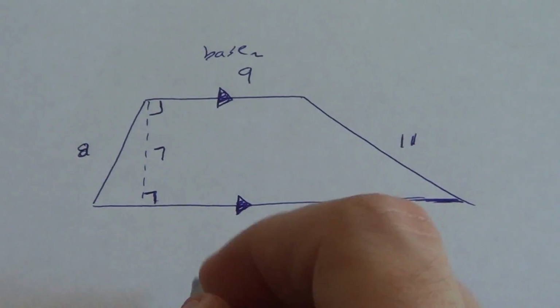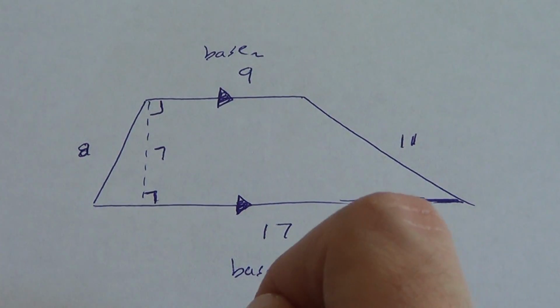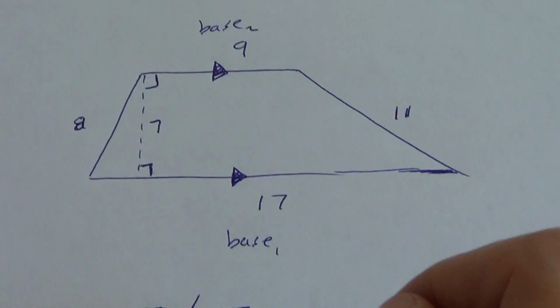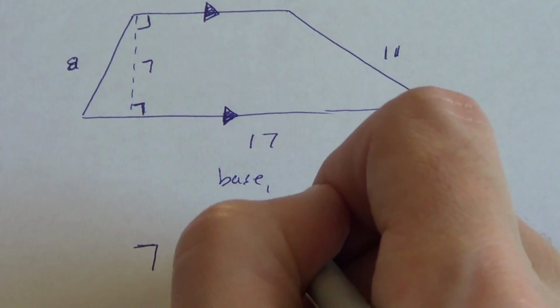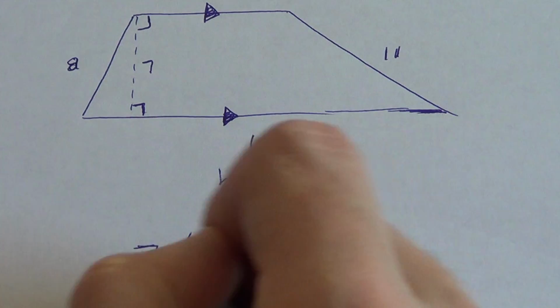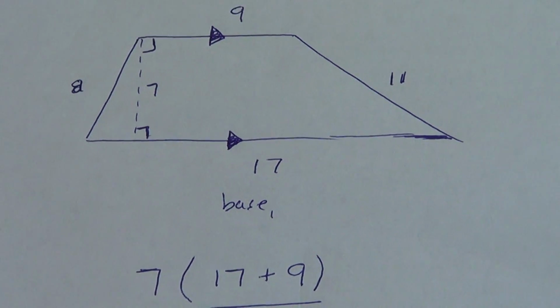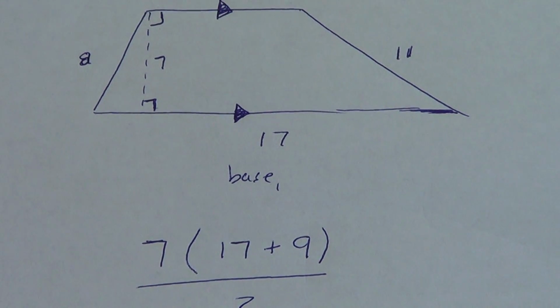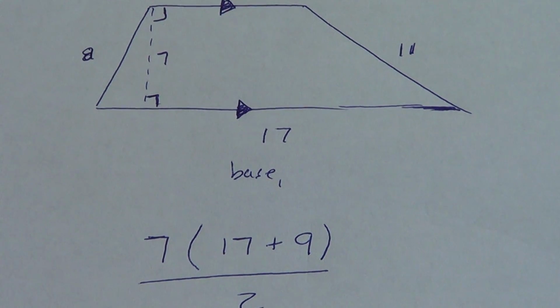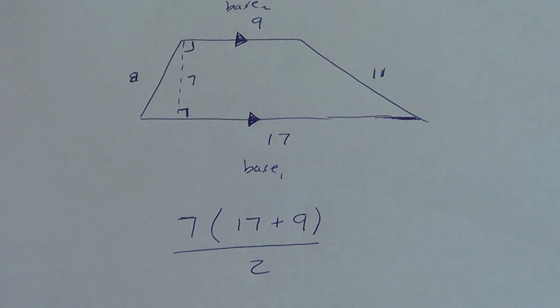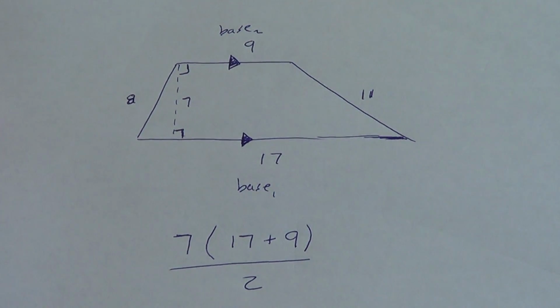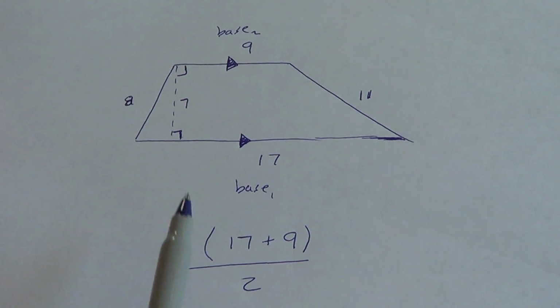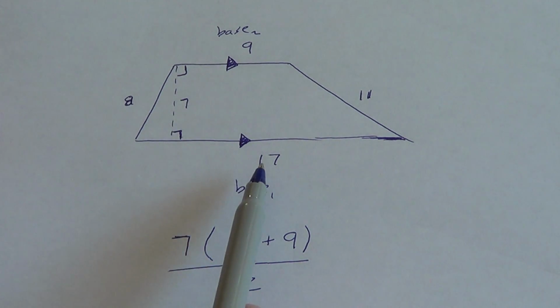So my formula says height, 7, times base 1, 17, plus base 2, which was the 9, divided by 2. I'm going to zoom out just a little bit so you can see all of that at the same time, both the picture and the formula. There you go. You can see how all that works: height, base 1, base 2.